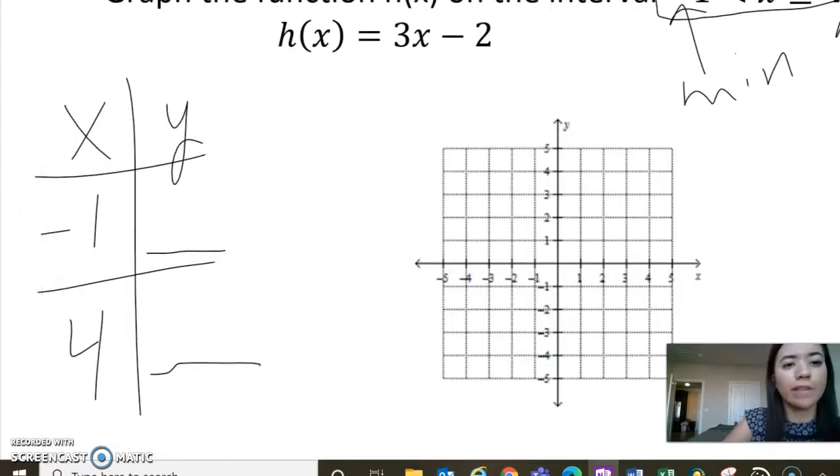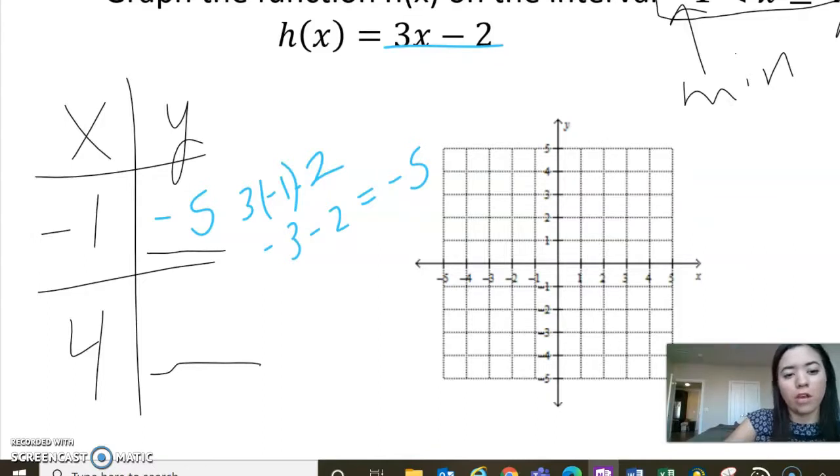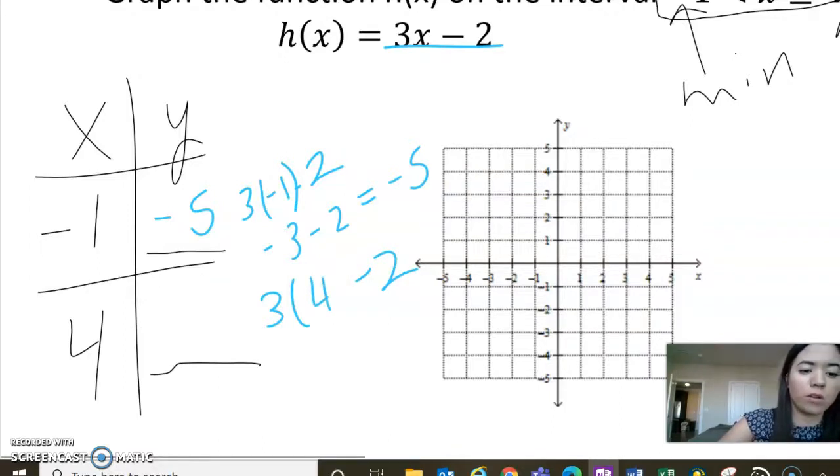All right, so doing that, my equation was 3x minus 2. Instead of x, we're plugging in -1. So we have -3 minus 2, which is going to give me a -5. And then now we plug in 4. So we have 3 times x minus 2. But now we don't have an x. Now we're plugging in 4. 3 times 4 is 12 minus 2. And that's going to give me 10.